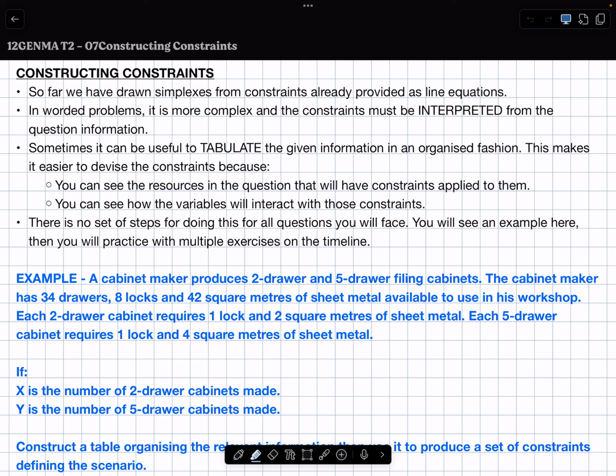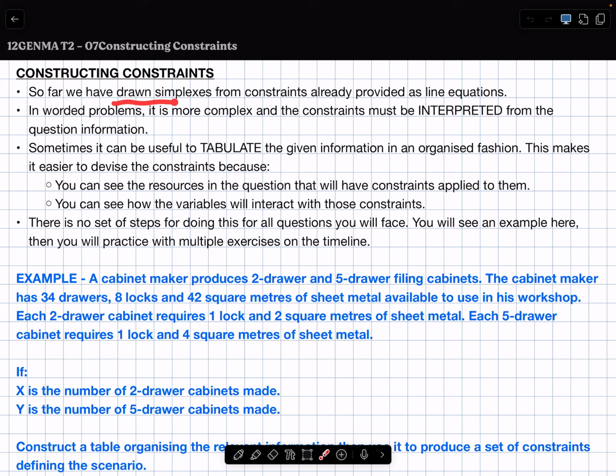Constructing constraints. What did I just show you? The constraints were written out for you. We just looked at them, we drew the lines. But most of your questions, were they worded? Were they in words and you had to construct the constraints yourself? Yeah. It was like sausages and protein and everything.